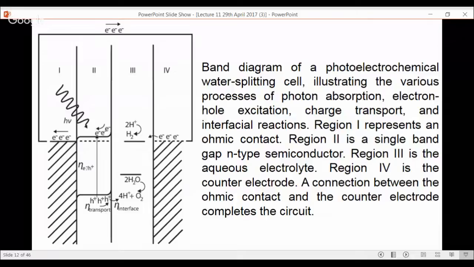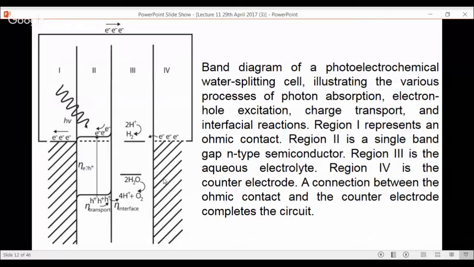So here the whole catalyst system is shown in 3 or 4 regions. I hope you are able to see. The first region represents an ohmic contact. I will come to it in a minute. What is ohmic contact and what is the Schottky contact? Region 2 is a single band gap N-type semiconductor. Okay, this is an N-type semiconductor. Region 3 is the electrolyte, aqueous electrolyte. Region 4 is the counter electrode.